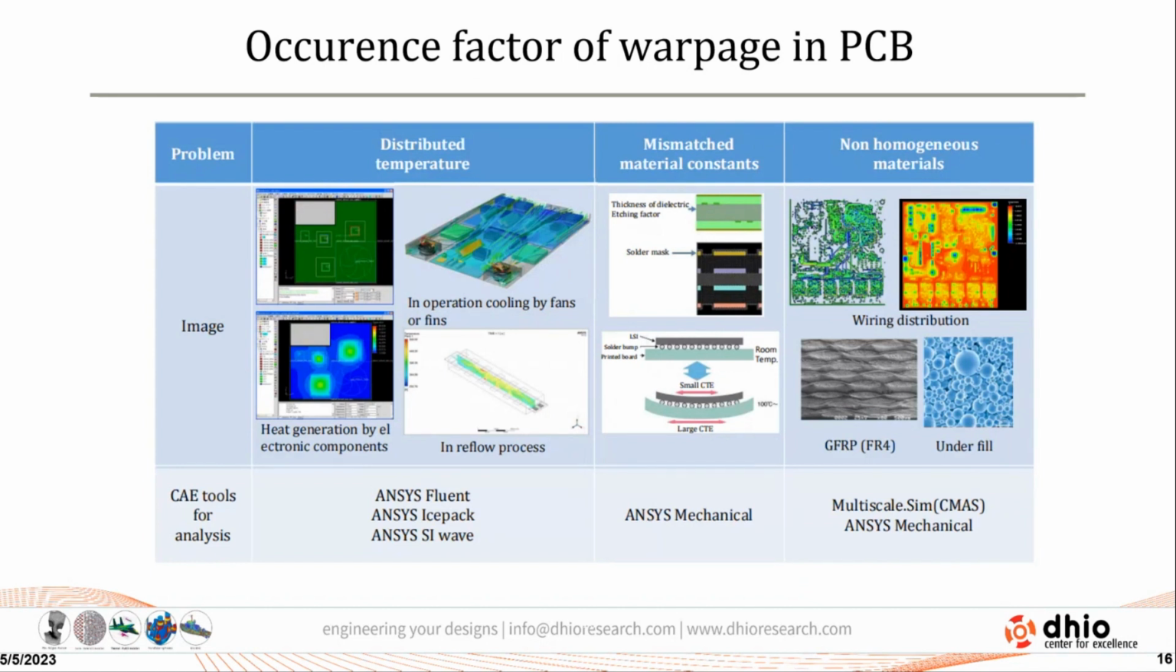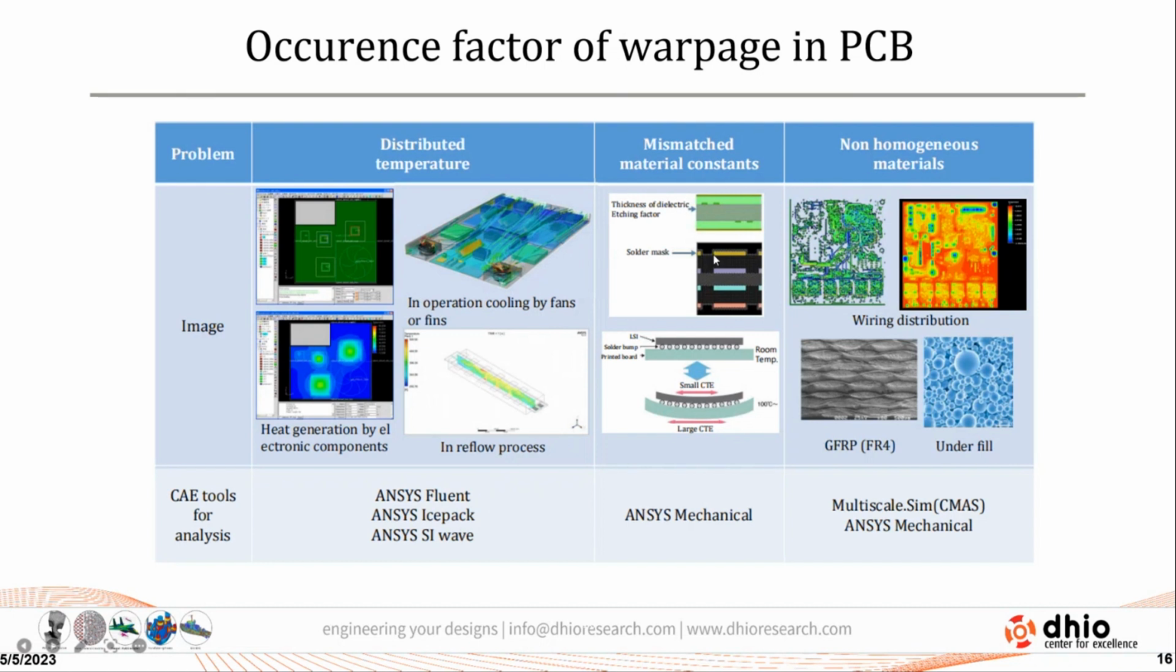So you can see here there are different analyses that can be performed in a PCB board actually. We can perform the distribution of temperature using different CAE tools for analysis like ANSYS Fluent, ANSYS IcePak, ANSYS SIwave. But whatever analysis you are going to perform, you need material properties. That is a very important criterion for performing any analysis. For example, if you want to see the distribution of the temperature, you need properties like thermal conductivity and the electrical conductivity in the PCB.